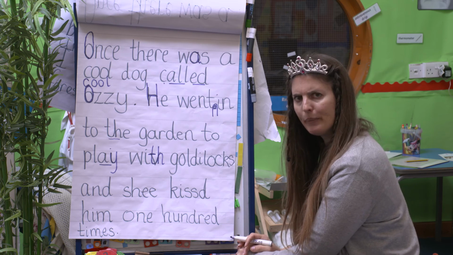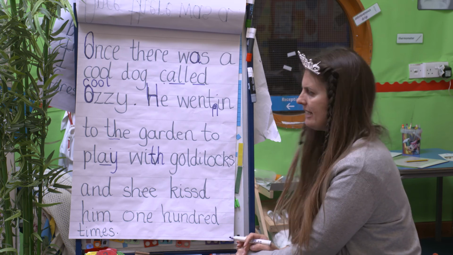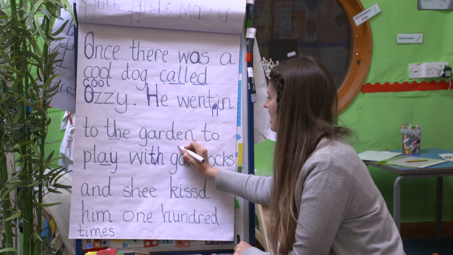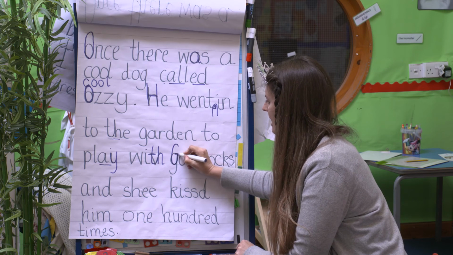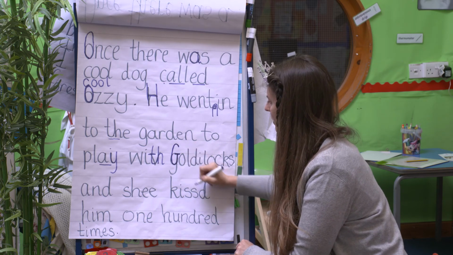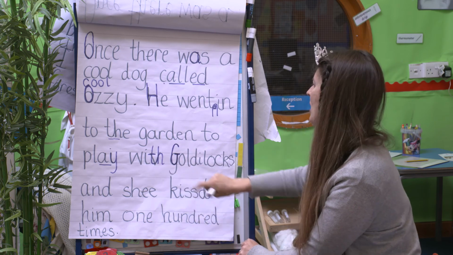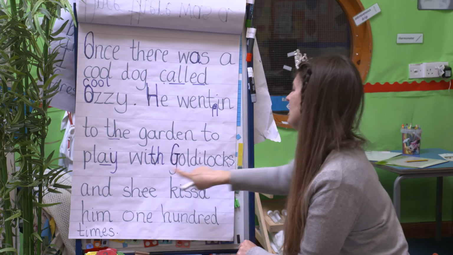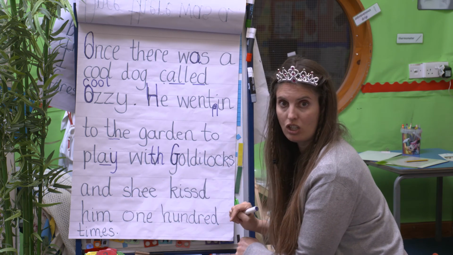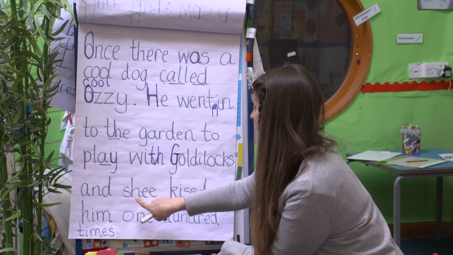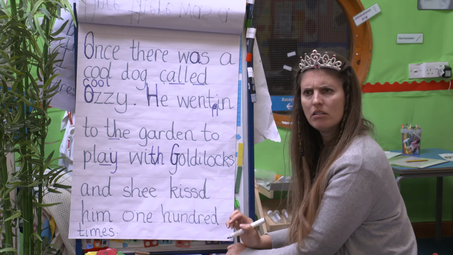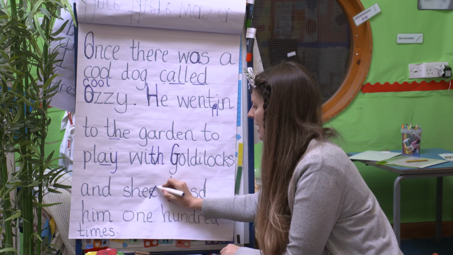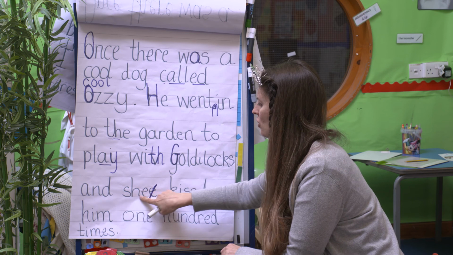Is that her name? Goldilocks? It is, isn't it? So what should she have at the start of her name? That's right, she needs a capital letter. So let's help Ozzy to change that into a capital G. Okay? Can you see that okay? He doesn't have a tail. He went into the garden to play with Goldilocks and, good conjunction, good joining word there, Ozzy, and she, hang on, she's one of our sight words. We don't need double E, do we? It's just sh and one E.